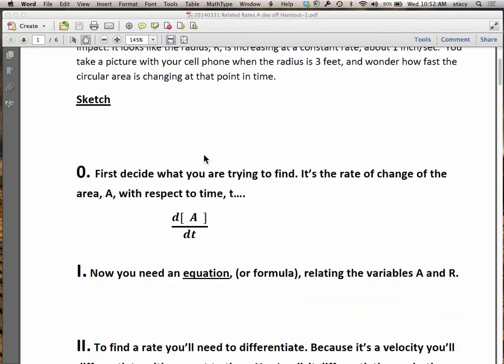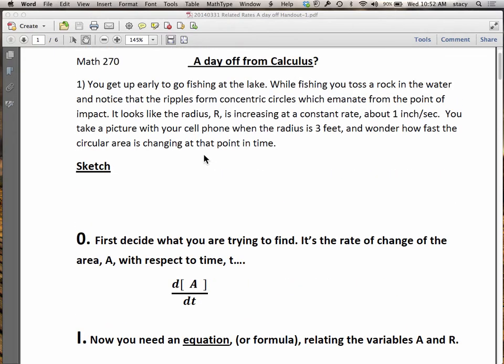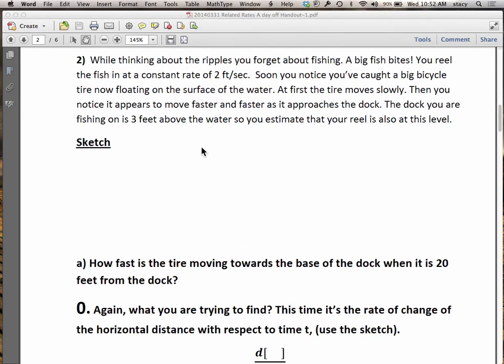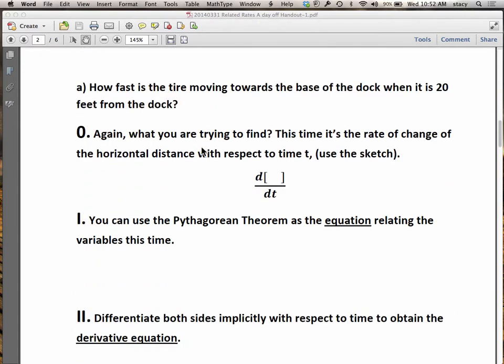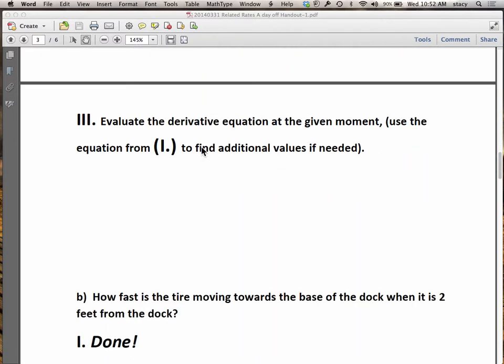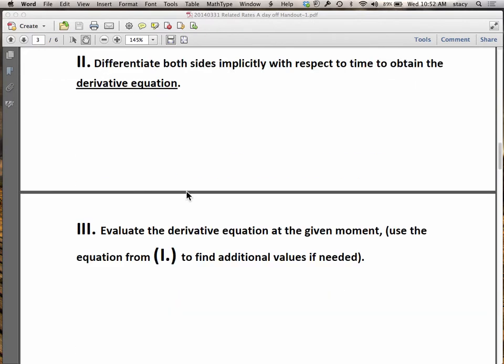Okay, so on Monday we talked about the first problem where we were going fishing, right? And we threw in a pond and a lake, and we talked about that one. Okay, and so then we actually started fishing, and we caught a bike tire. That was pretty lame. And I believe we got as far as finding, did we actually find how fast the tire was moving when it was 2 feet from the dock? We did not? No? We got to the end of the second page.